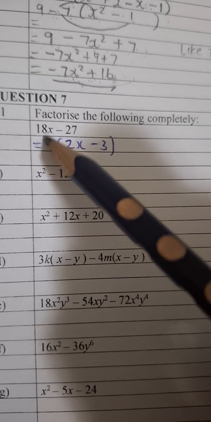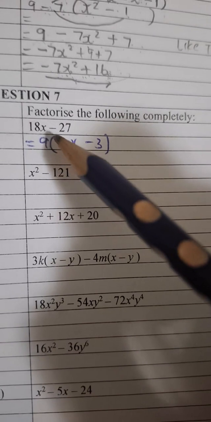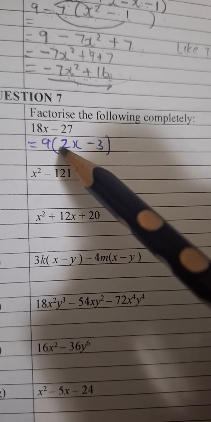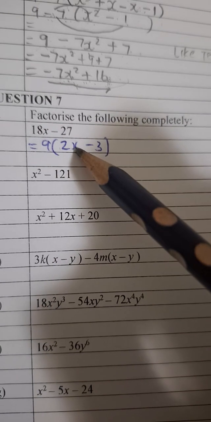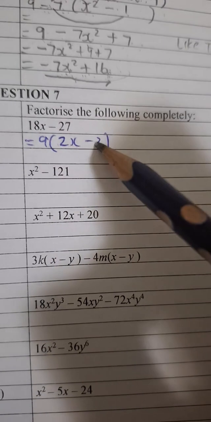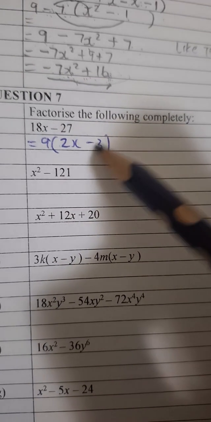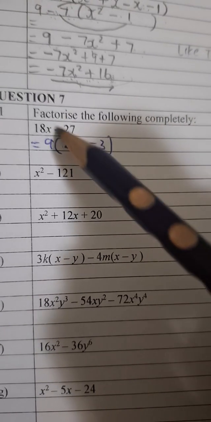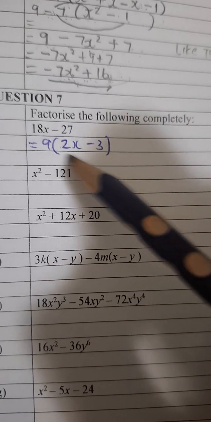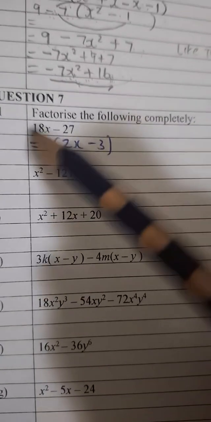So what we have outside is 9, and then inside we have 9 times what gives us 18, it is 2. Then our x was also left over, so we write that x, and then we say 9 times what gives you negative 27, you get negative 3. So 9 times negative 3 gives you back that negative 27. So this is how we were able to factor this problem.